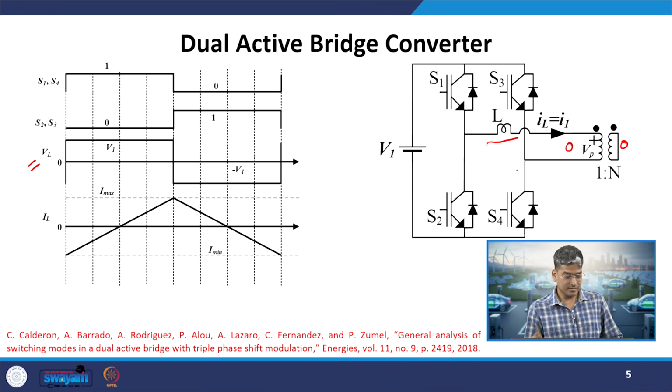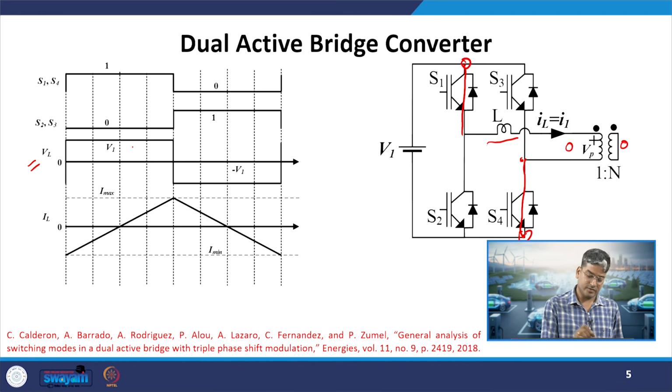If I apply KVL, when switch 1 and 4 are on, this point is as good as connected to this node. Why? Because we are neglecting the switch on-state drop, or we are considering the devices to be ideal. So, the second terminal of your transformer will be connected to the negative bus. So, what will be the voltage across this one? It will be equal to plus V1.